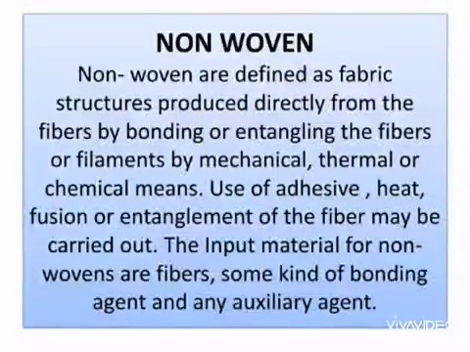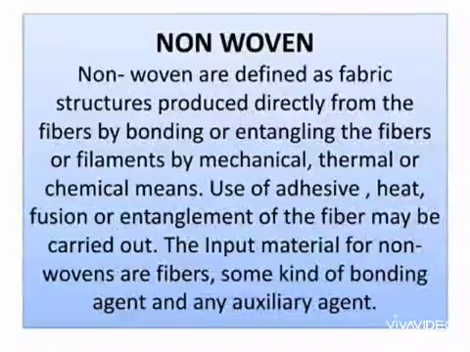Non-woven fabric. Non-wovens are defined as fabric structures produced directly from the fibers by bonding or entangling the fibers or filaments by mechanical, thermal or chemical means. Use of adhesive, heat, fusion or entanglement of the fibers may be carried out. The input materials for non-wovens are fibers, some kind of bonding agent and any auxiliary agent.